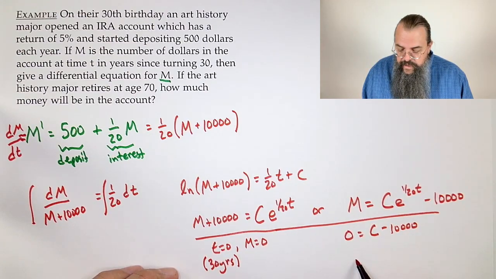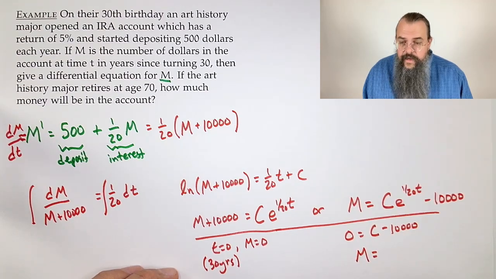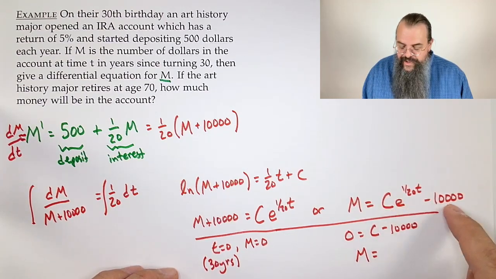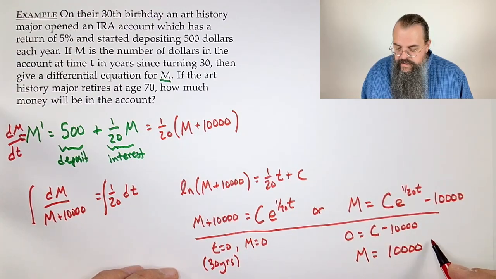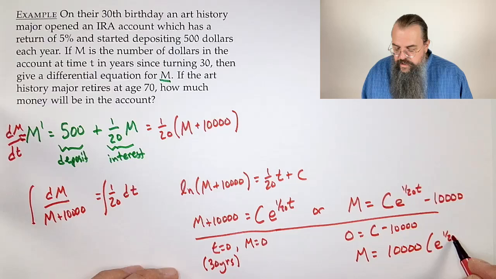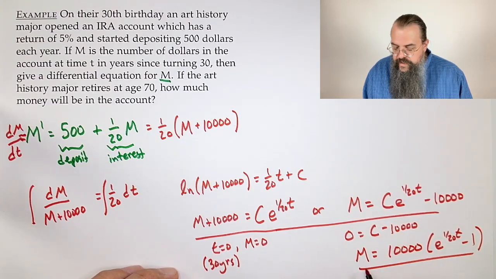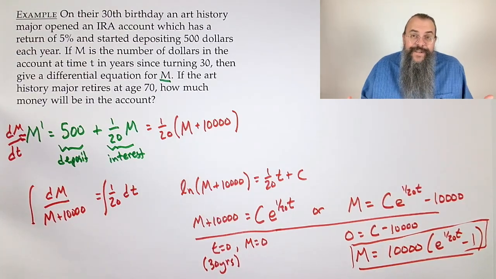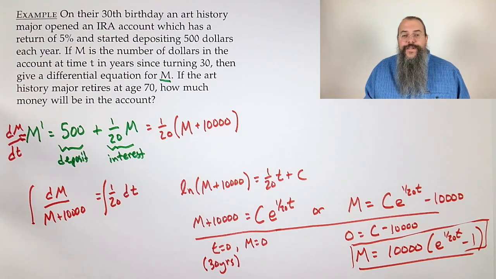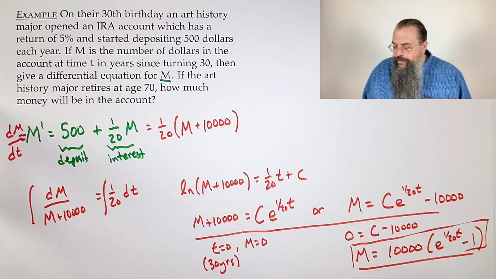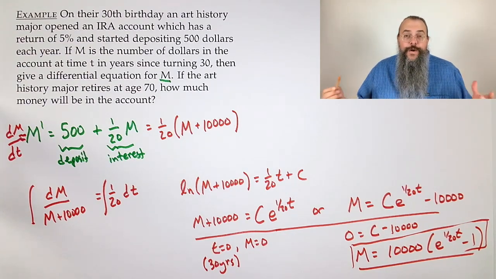So really we say, aha, our money at any given time, since these are both 10,000, by the way, we can write that as 10,000 times e to the 1/20th t, subtract 1. Okay, so there's our money at any given time. Now that's not really an answer, so we shouldn't have boxed it, but it feels so good. We worked hard to get that. So what's the question? Well, the question is, okay, how much will there be?